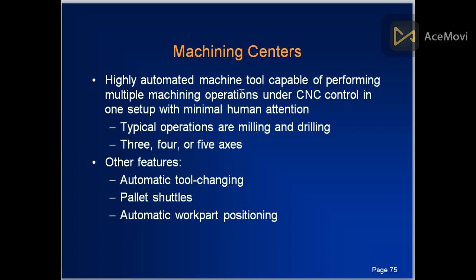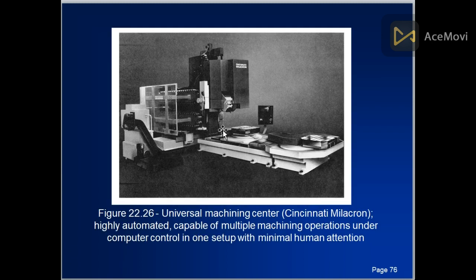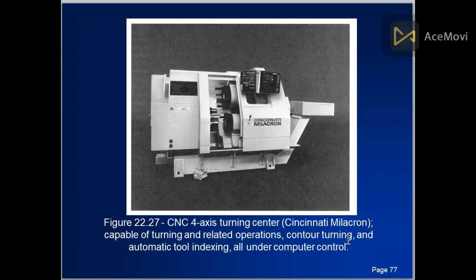Machining centers are highly automated machine tools capable of performing multiple machining operations under CNC control in one setup with minimal human attention. Typical operations are milling and drilling. 3, 4, or 5 axis machines are used. Other features include automatic tool changing, pallet shuttles, and automatic work part positioning. These are universal machining centers, Cincinnati, Milacron. These are highly automated, capable of multiple machining operations under computer numerical control in one setup, requiring minimal human attention.